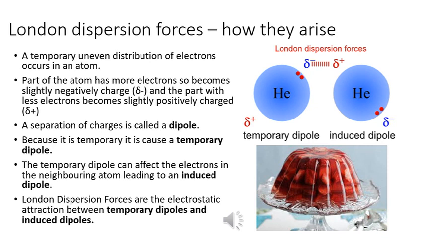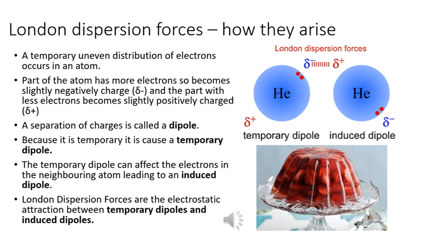The temporary dipole can then affect electrons in the neighbouring atom. So in this picture, we can see how the slightly negative part of a helium atom on the left might then repel the electrons in the helium atom on the right. That would then lead to the part of the helium atom on the right that's closest to the negative becoming positive, and those negative electrons are pushed away from the negative side of the dipole in the original atom.